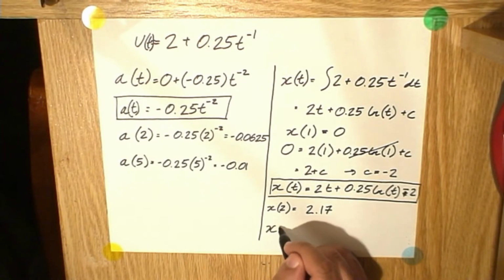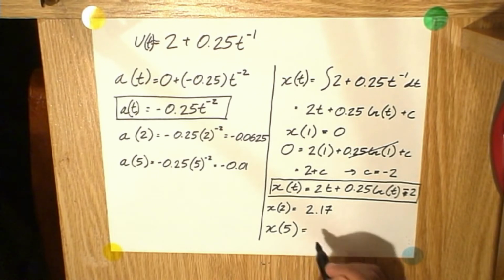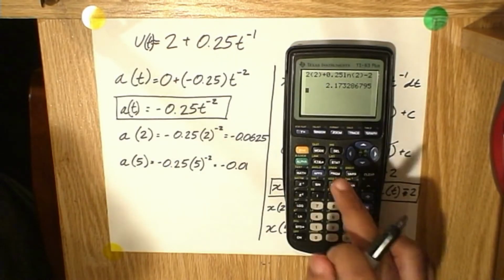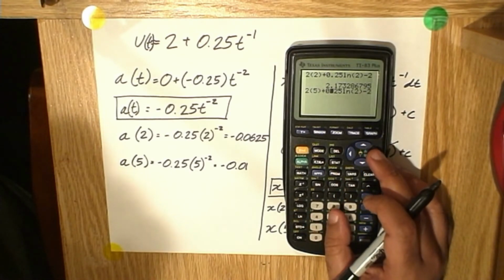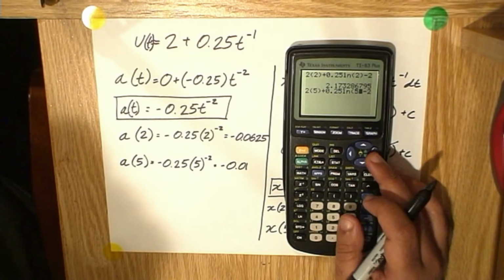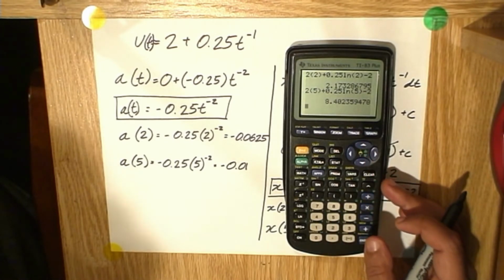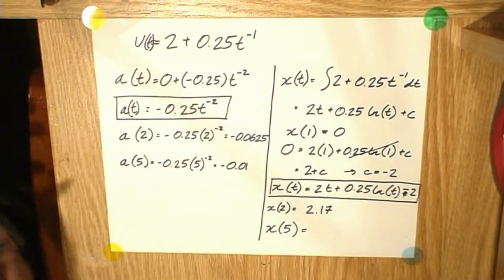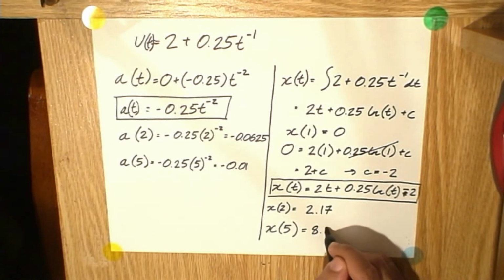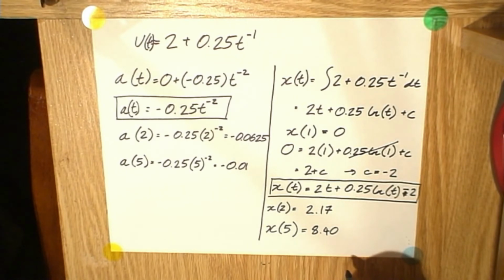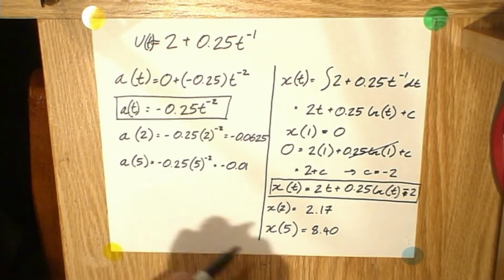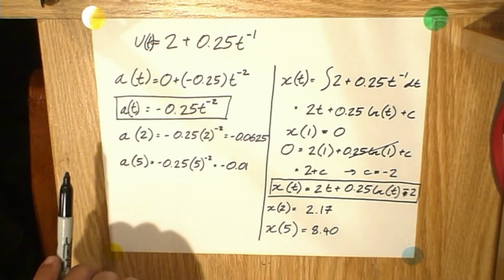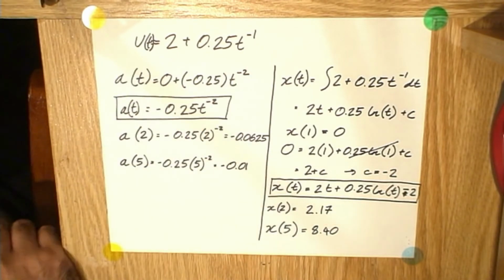What about at a time of 5 seconds? Again, we would put this into our calculators. So 2 times 5 plus 0.25 times the ln of 5 minus 2 gives us 8.40. So the position at 5 seconds is 8.40. And this now would be the position and the acceleration at the times of 2 seconds and 5 seconds for a particle which has this velocity.